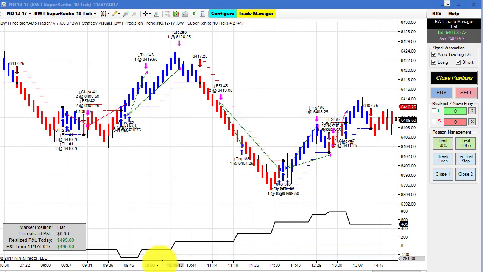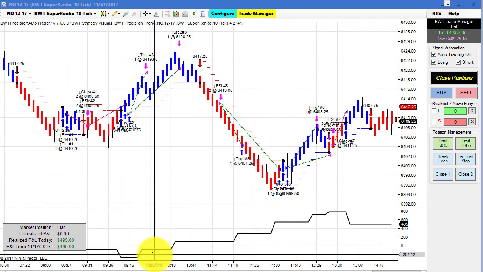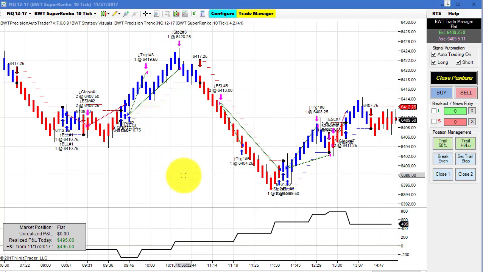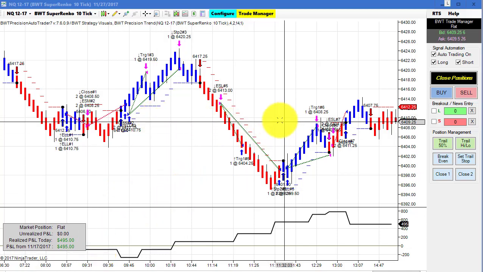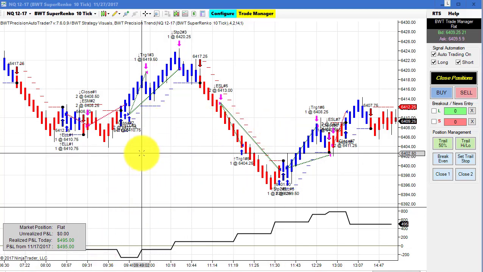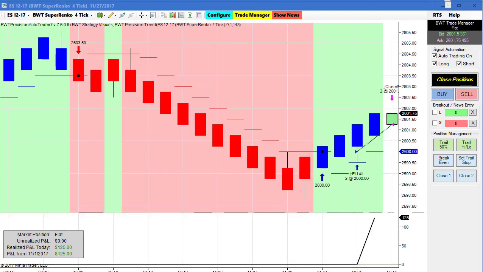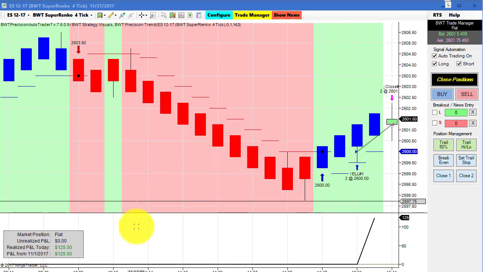Okay, next up is the NASDAQ on a Super Renko 10 tick. We drew down only about $250 or so, and then we came back and we managed $495 for the day on 2 contracts.